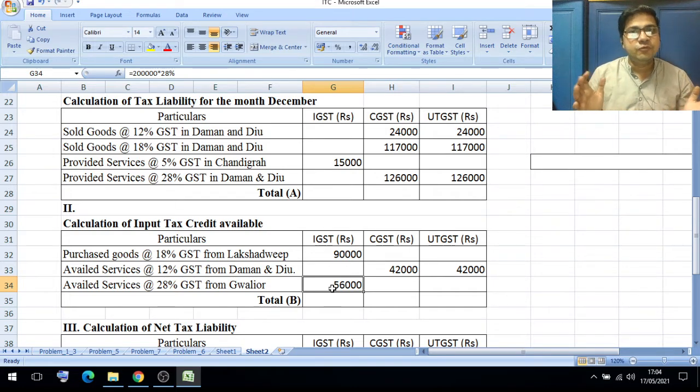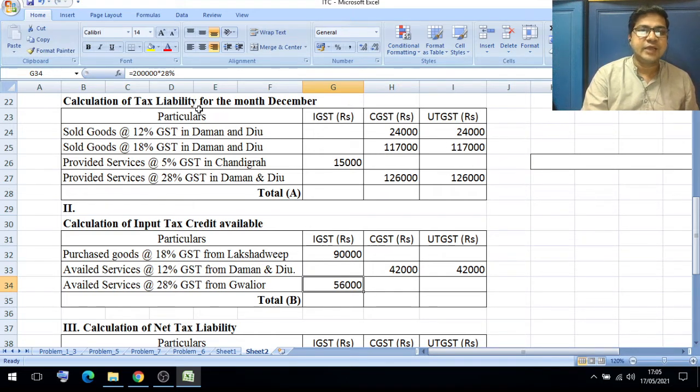A transaction between two different union territories is also called an inter-union territory transaction. Transaction between Lakshadweep and Diu Daman, between Chandigarh and Diu Daman, between Gwalior and Diu Daman. These are all transactions between two different union territories, or sometimes one union territory and one state. Such transactions are called interstate or union territory transactions, and at that time we have to apply only IGST. Okay, fine.